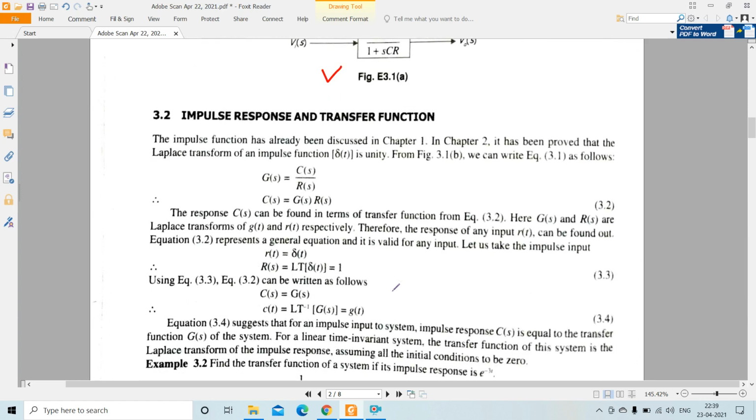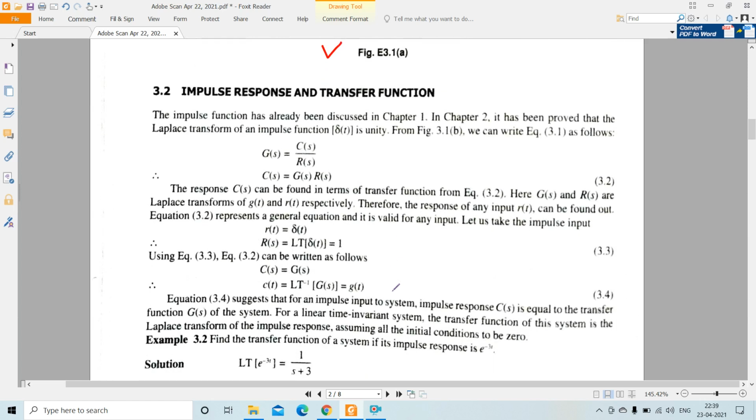The next one is the impulse response and transfer function. Okay, so the impulse response we already discussed in the previous section. What is this? The Laplace transform of the impulse response, that is delta(t), is unity. Already we discussed this in the previous classes.